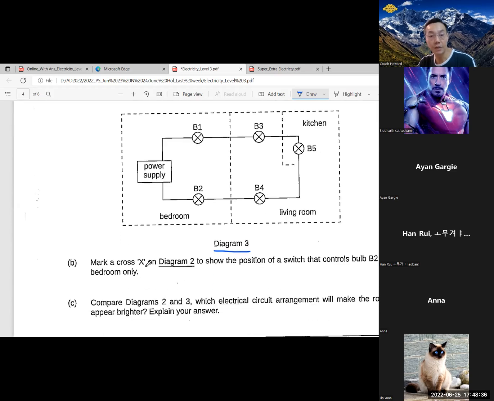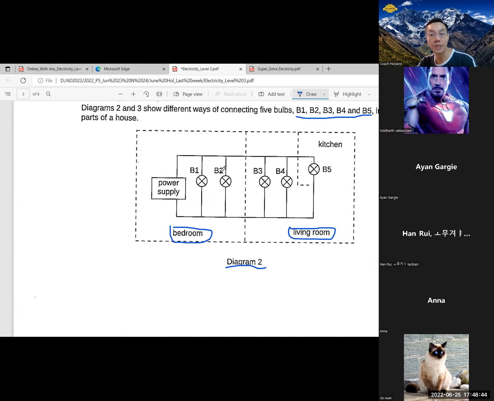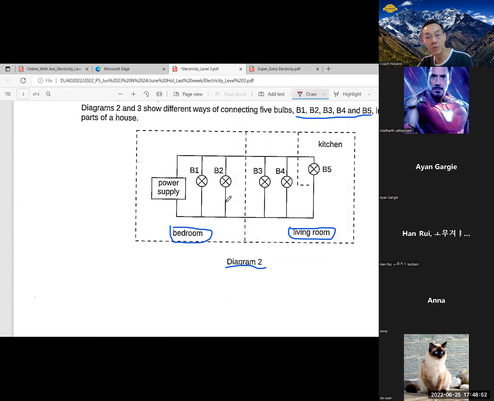Mark a cross on diagram 2 to show the position of a switch that controls B2 in the bedroom only. So this is B2, can you see? It's very easy. I just want to put a switch that controls B2 only. So you can put a switch here visibly, put a cross X. It can be on here or on here, either way. Just one switch, either here or here. I prefer to put it here.